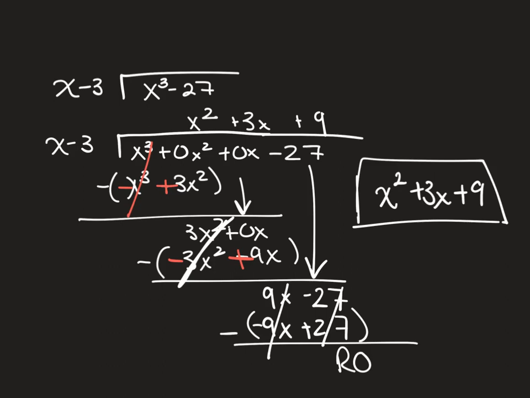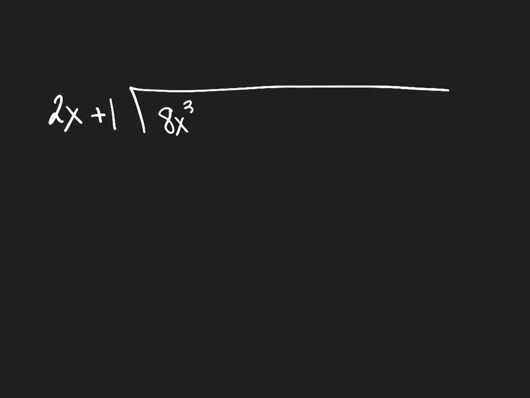Okay, let's do another one. So the next one, before I even write it down, I'm going to put it in order and put in missing terms. So the outside, the divisor, the 2x plus 1 is fine. But the inside piece is not in order. So you should write your 8x cubed first, then your 12x squared, then your 6x, and then your 5. And you're not missing anyone, but now it's in order.